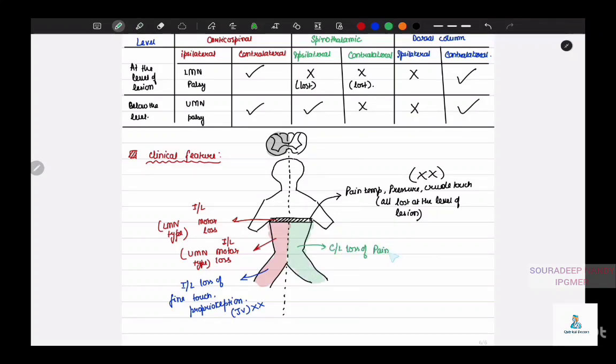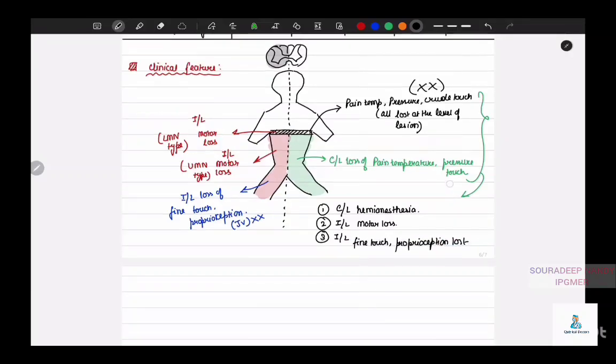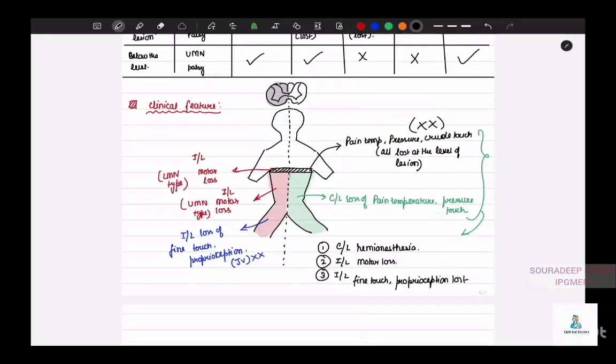So this chart-based approach and that diagram will help you to understand and remember the Brown-Sequard syndrome, or the hemisection of spinal cord. You need not memorize everything, just remember the pathway. So what are the clinical features we will be getting? Contralateral hemianesthesia, ipsilateral motor loss, lower motor neuron and upper motor neuron type, and ipsilateral fine touch and proprioception is lost. So this is all about the spinal cord.